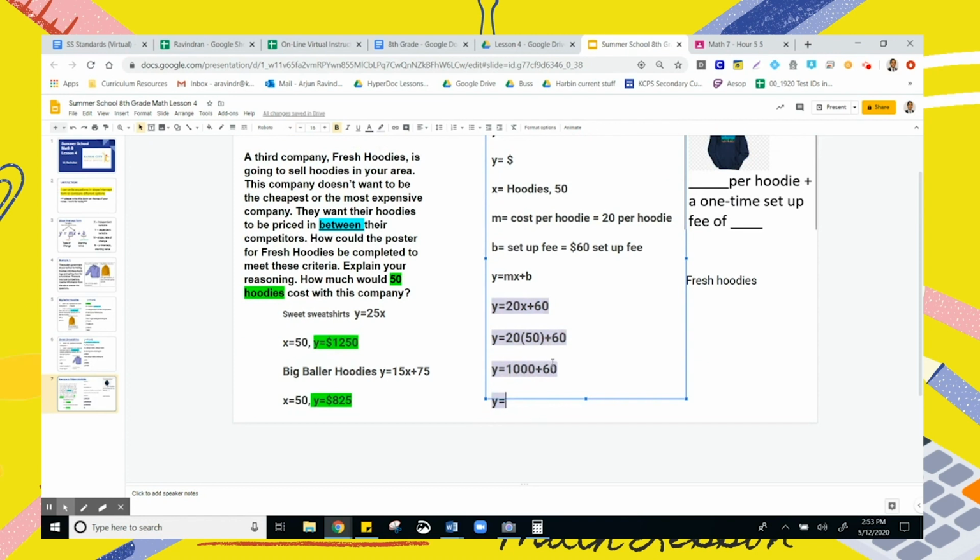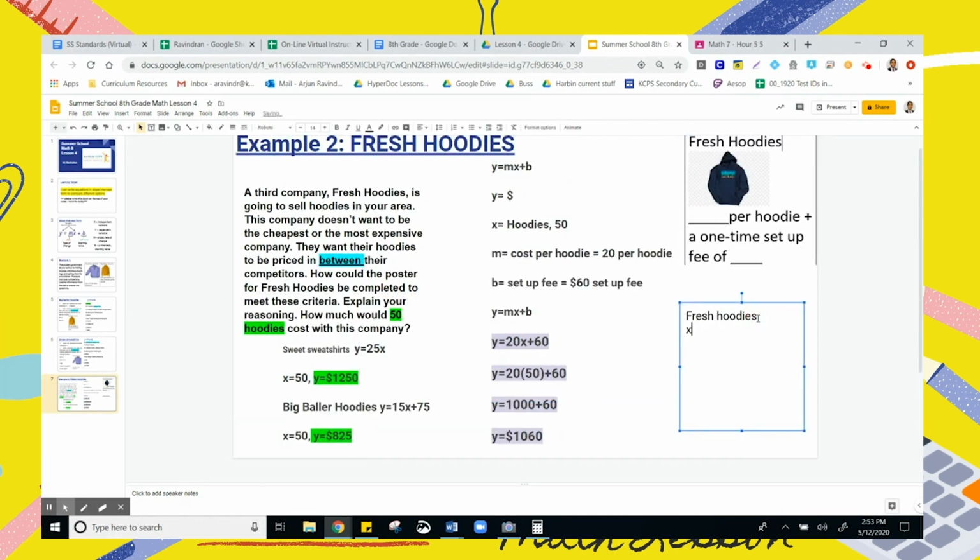1,000 plus 60 is 1,060. So with Fresh Hoodies, 50 hoodies costs $1,060. Fresh Hoodies is more expensive than Big Baller Hoodies and less expensive than Sweet Sweatshirts.